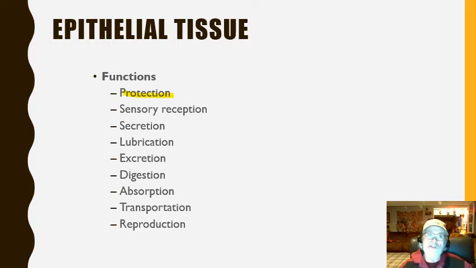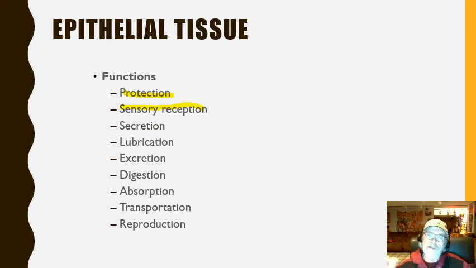These people have a significantly increased risk of developing infection because they've lost that first protective barrier, which is the epithelial tissue. Okay. We also know that epithelial tissues provide some sensory reception, okay?